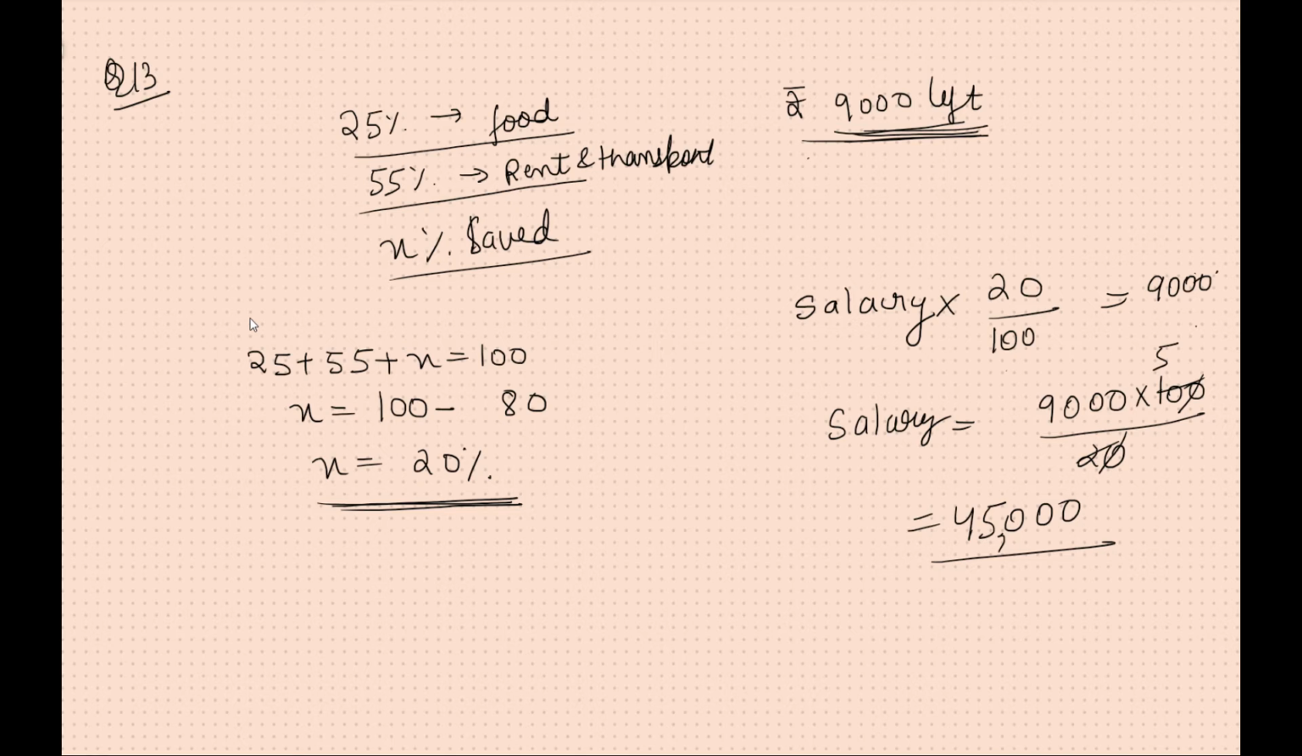Find the amount of money spent on rent and transportation. So 55% of his salary is spent on rent and transportation. So 45,000 into 55 upon 100. So the answer will come out to be 24,750 rupees. So he spent most of his money on rent and transportation, that is 55%, and 55% of his salary is 24,750 rupees. Okay. Next question, children.